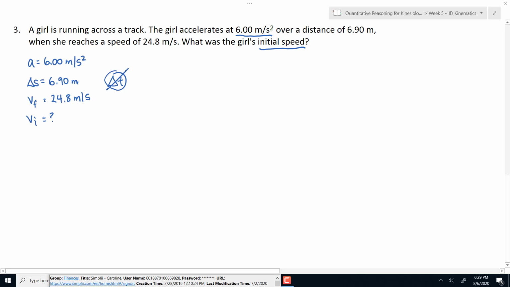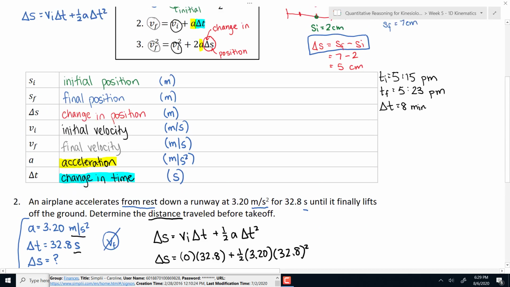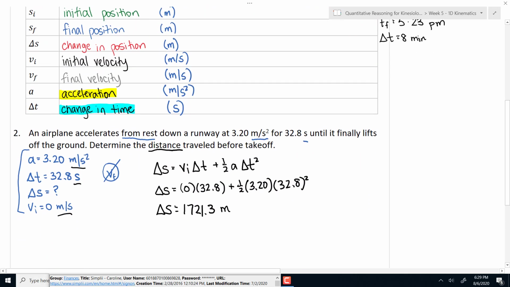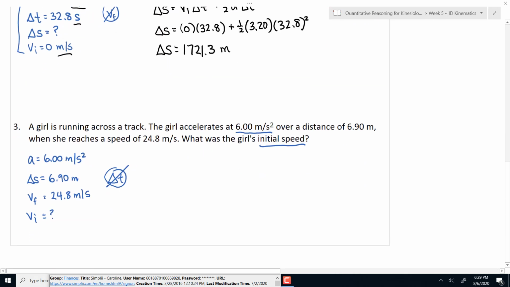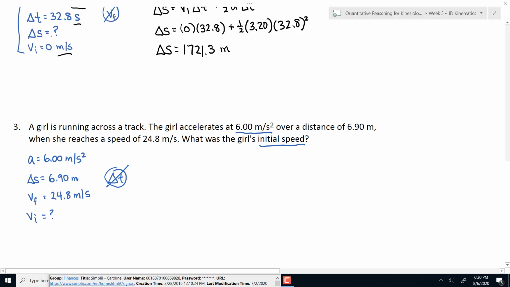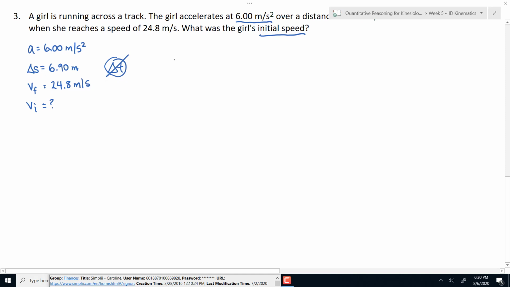So let's take a look at our 3 kinematic equations and look for the one that doesn't include time. Okay, so equations 1 and 2 both have time in there, but equation 3 doesn't. So that's the equation we're going to use. So let's do that. So equation 3 was V final squared equals V initial squared plus 2A delta S.